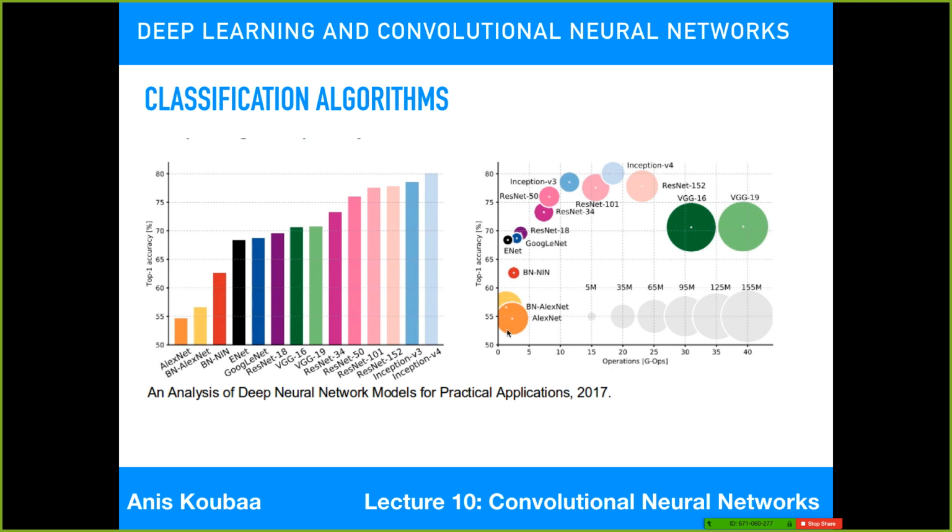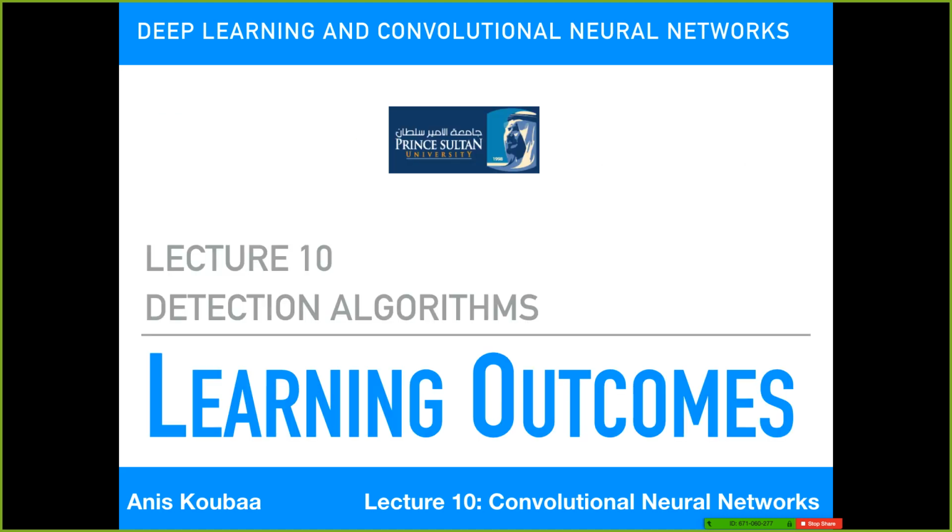And in this plot here, you can see the performance of these algorithms in terms of top 1 accuracy. Also, this is a scatter plot that shows the performance in terms of the number of operations and the top 1 accuracy. So there is always a trade-off to make when it comes to classification algorithms, in terms of performance and accuracy. So in today's lecture, we'll talk about detection algorithms, or object detection algorithms.